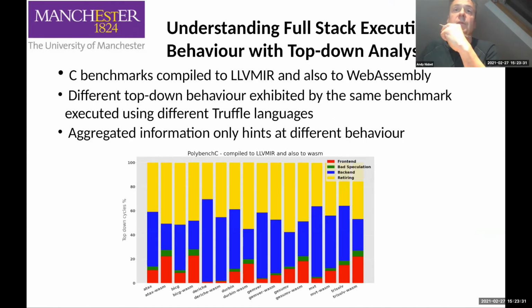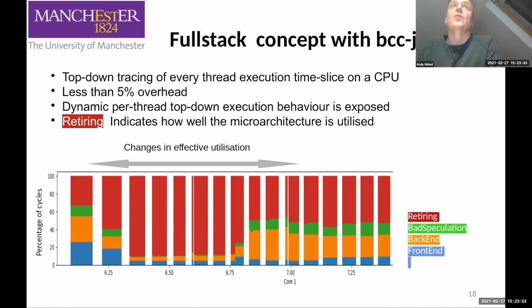So the full stack concept: with BCC Java, we use eBPF with a Python front end to perform tracing of each thread's time slice on a CPU. We log the changes in performance counter values during a time slice, and we do this by instrumenting the OS scheduler trace point. We're developing a set of Python scripts to visualize and analyze the logged information offline.